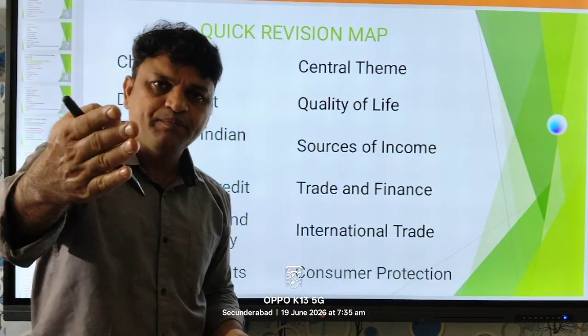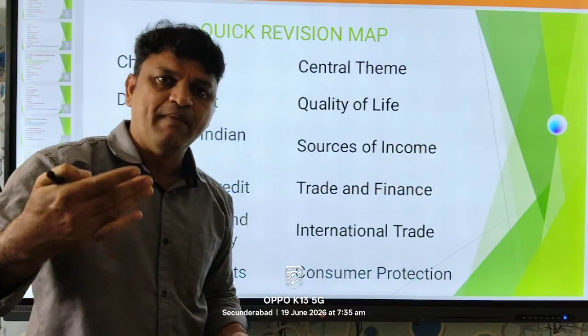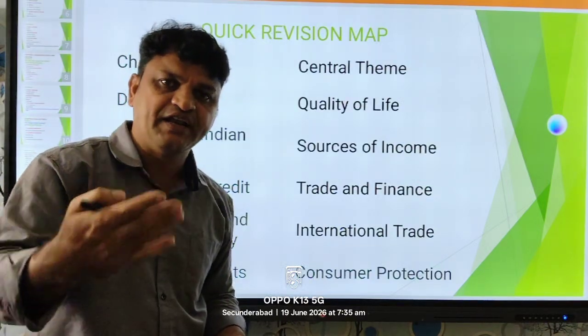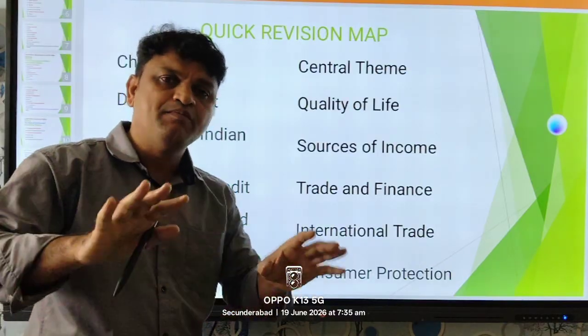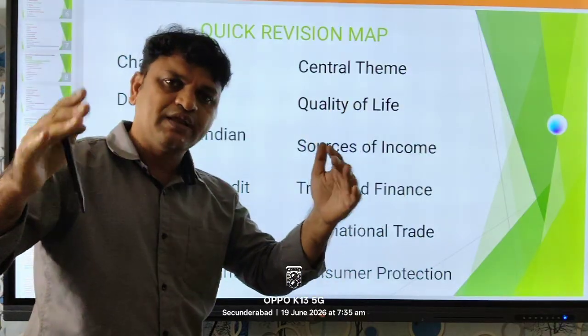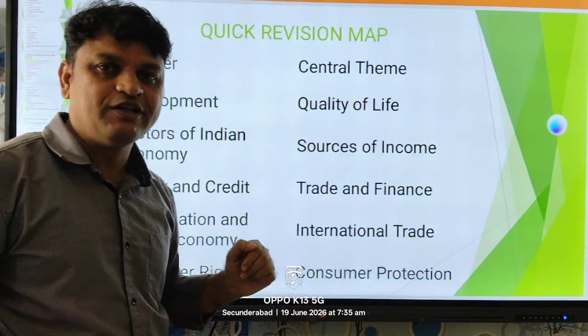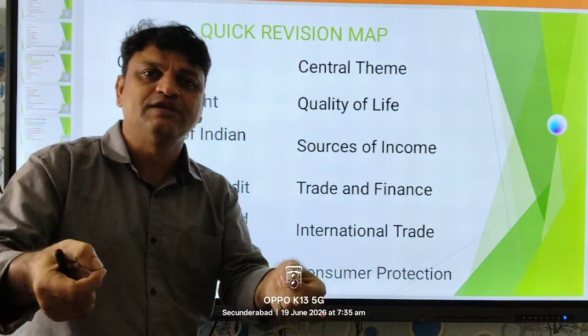Most of your parents are doing different kinds of jobs, like manufacturing, or some people are engaged in agriculture, some people are engaged in service activities. I told you, the Indian economy is broadly divided into three sectors: primary, secondary, tertiary. Any people who are working in any sector fall under this sector only. So what is the source of income? How are your parents or you yourself getting money?